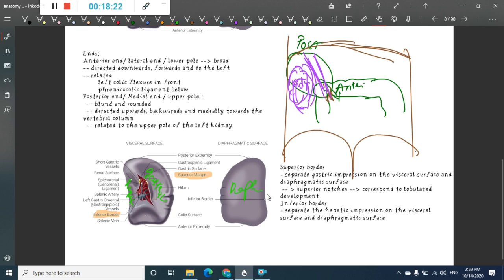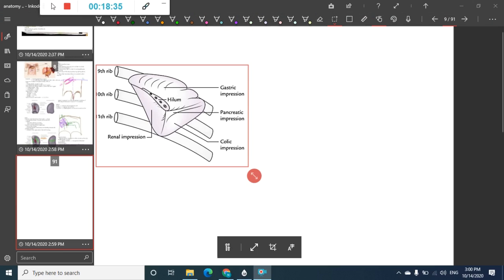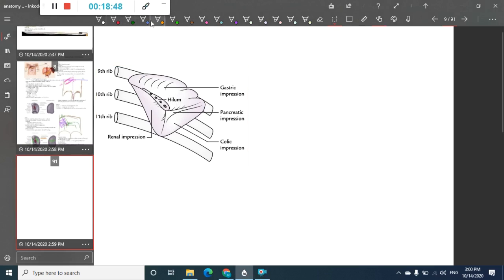Then we have surfaces of spleen. So we have two surfaces of spleen, right? We have the visceral surface and we have the diaphragmatic surface. One is diaphragmatic surface, second is visceral surface. So this is the visceral surface, which is concave and irregular, right? It has the following impressions.